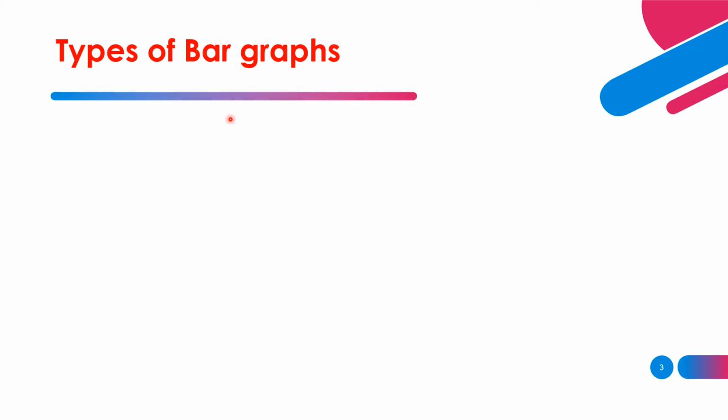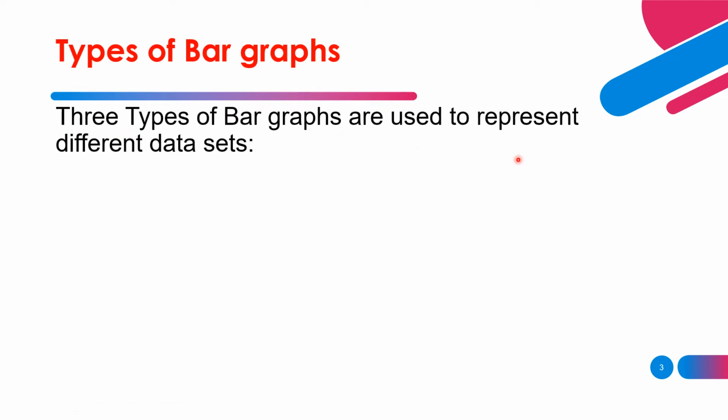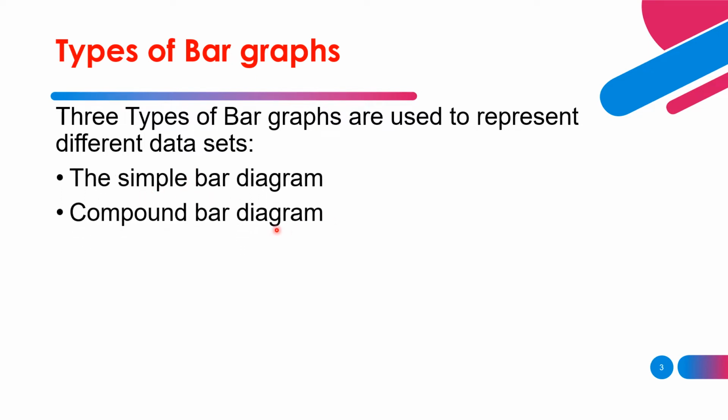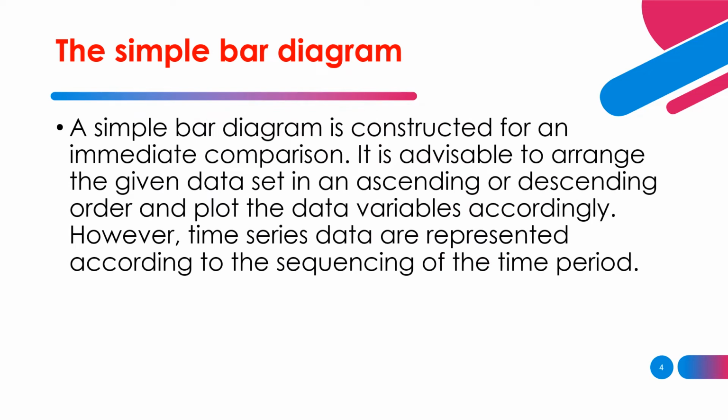Types of bar graphs. There are three types of bar graphs used to represent different data sets: the simple bar diagram, the compound bar diagram, and the polybar diagram. Alright, so let's talk about the simple bar diagram. A simple bar diagram is constructed for an immediate comparison. It is advisable to arrange the given data set in ascending or descending order and plot the data variables accordingly. However, time series data are represented according to the sequencing of the time period.